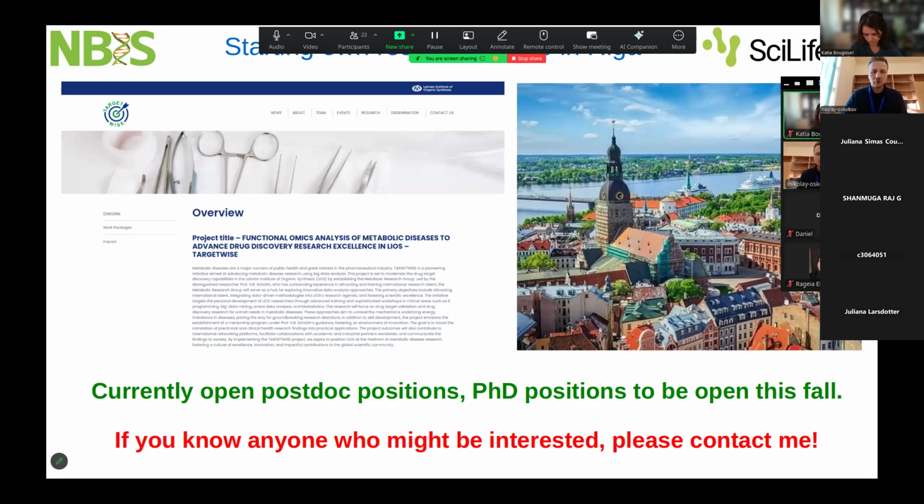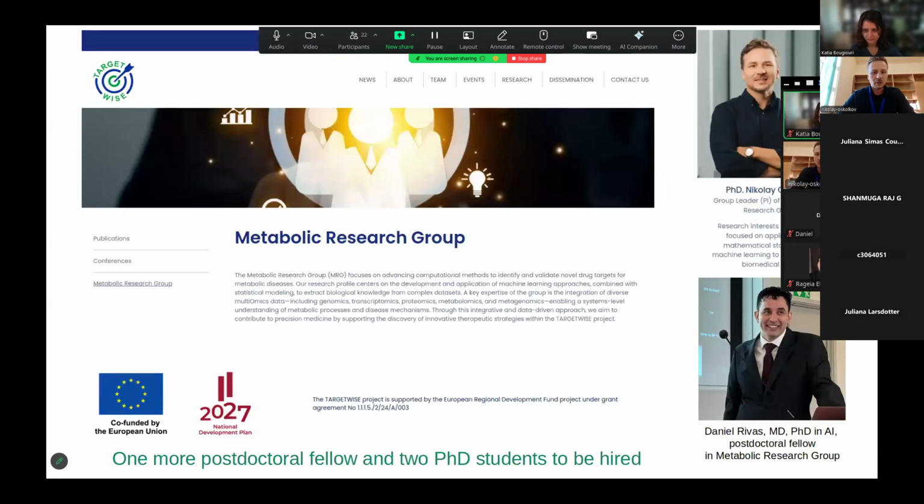Currently, I'm transitioning from Lund University to Riga. I'm starting my own group in Riga. There is funding for 5 years, and there are postdoctoral fellow positions and PhD student positions open in my group. So please contact me if you're interested in working with me. The group is called the Metabolic Research Group. It's about machine learning method development for biomedical applications, mostly, but not only. It's a capacity building project, and we are doing lots of different types of analysis, including genomics. So I think it's quite relevant for this audience.